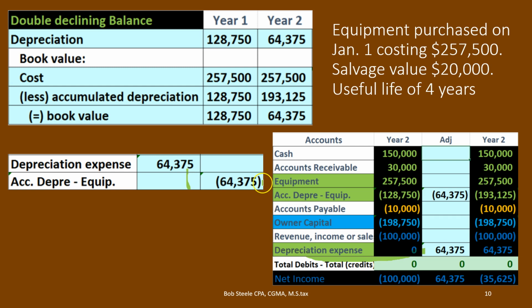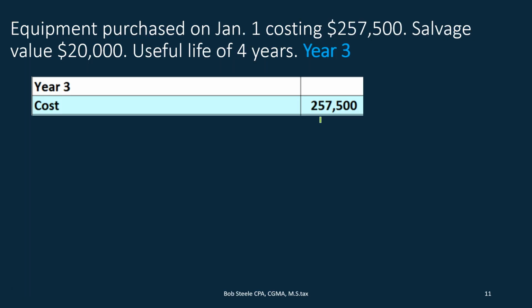Then we're going to credit accumulated depreciation. So accumulated depreciation is the balance sheet account. It had a credit balance of 128,750. We're going to do the same thing to it. A credit and a credit makes the credit balance go up in the credit direction to 193,125, same as our table. If we take the debit 257.5 less the credit 193,125, we get the book value 64,375. If we go to year 3, now we're going to have to do the same type of calculation.